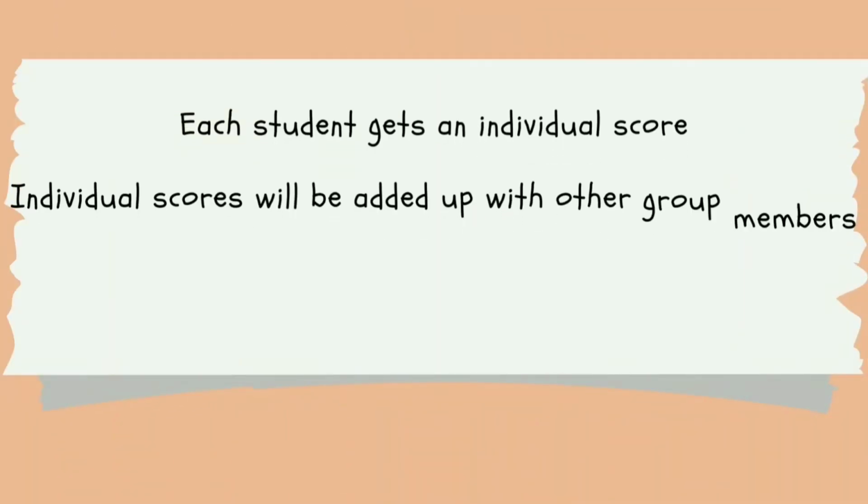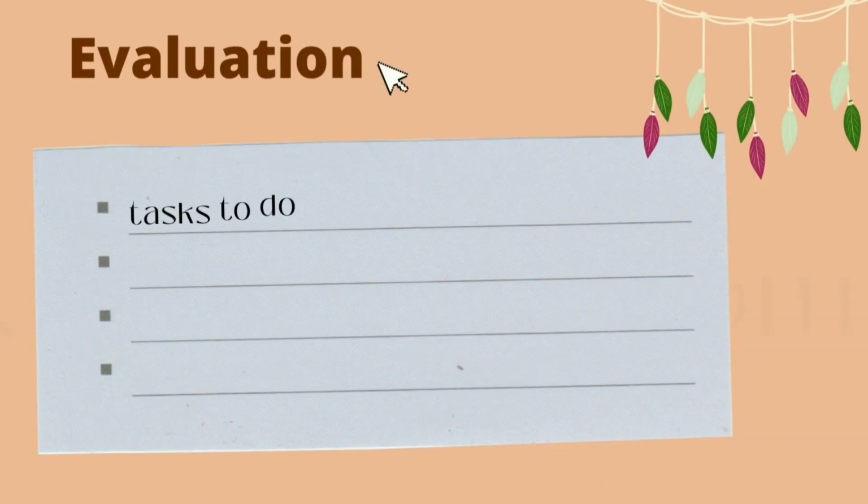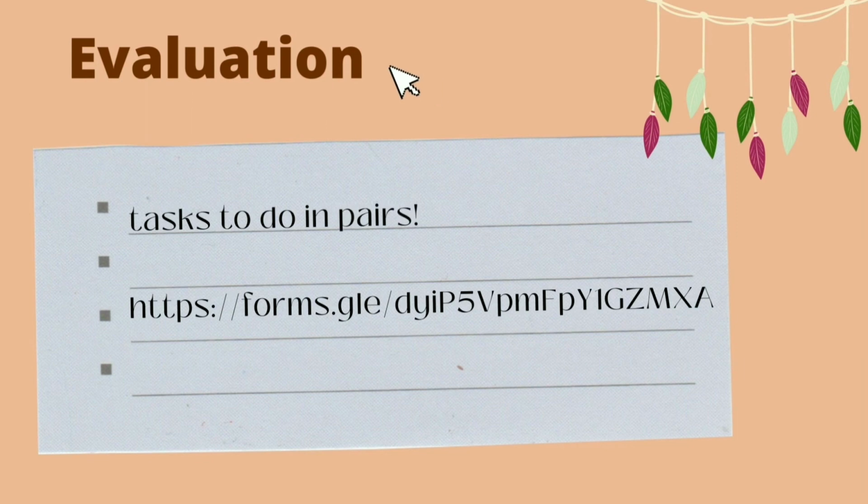Each student gets an individual score. Individual scores will be added up with other group members' scores. And the group with the highest total score will get the award. Okay, if you guys have finished the exercise, please do the evaluation sheet in pairs. Please click the link below to get started.